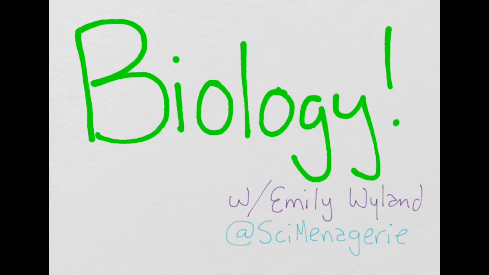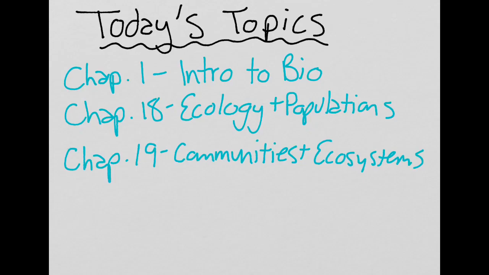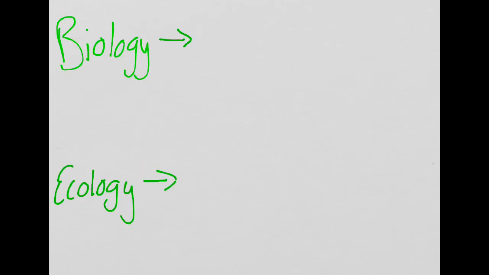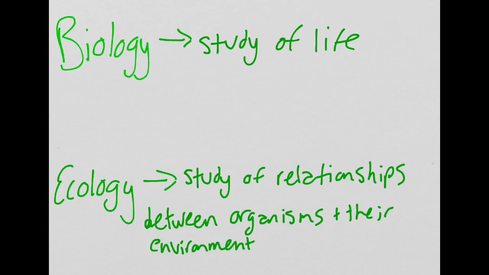Okay, let's get started. So today's topics are going to be Chapter 1, Introduction to Bio, and some other things you're just going to need to know along the way. Chapter 18, which is about ecology and populations. Chapter 19, communities and ecosystems. So just some key umbrella terms. Biology is simply the study of life, while ecology is the study of the relationships between organisms and their environment, so a little bit broader than just the study of life.